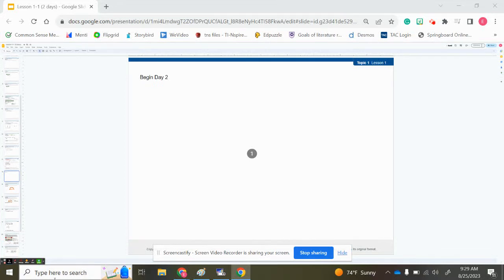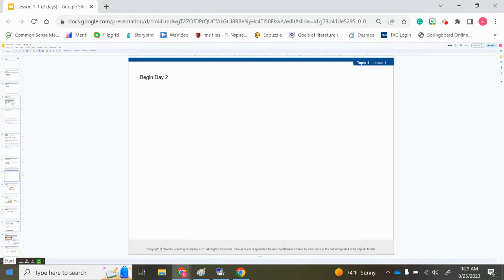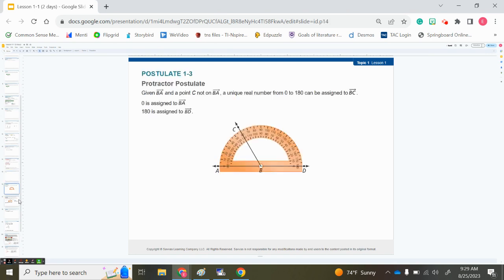All right, so in the companions, I'd like to see you guys on, I think it's page 3. Okay. So we're covering day 2 of section 1-1. So let's start with the protractor postulate.